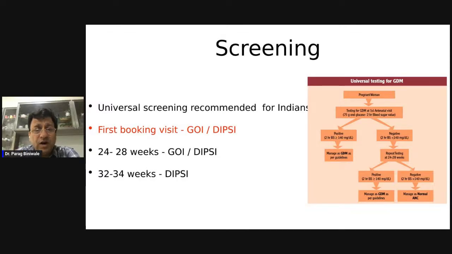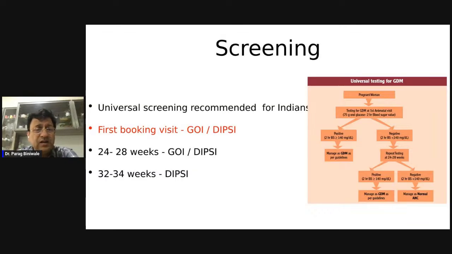And for us Indians, the Government of India, the DIPSI, that is Diabetes in Pregnancy Study Group of India, and the Federation of OBGY Societies of India do recommend universal screening for all Indians. The first testing has to be at the first booking visit. So it is prudent that women visit the obstetricians in the first trimester, because this is the time we can initiate screening and diagnose early gestational diabetes mellitus.